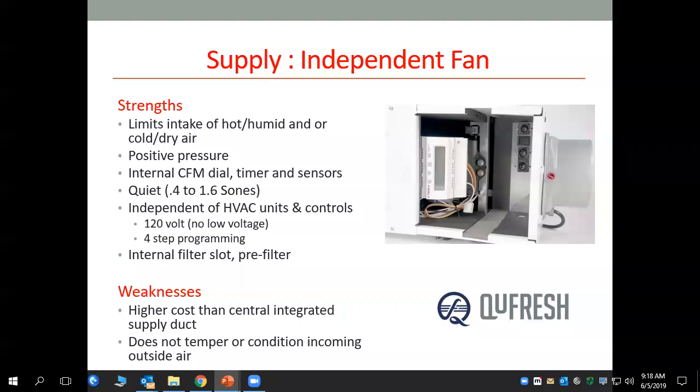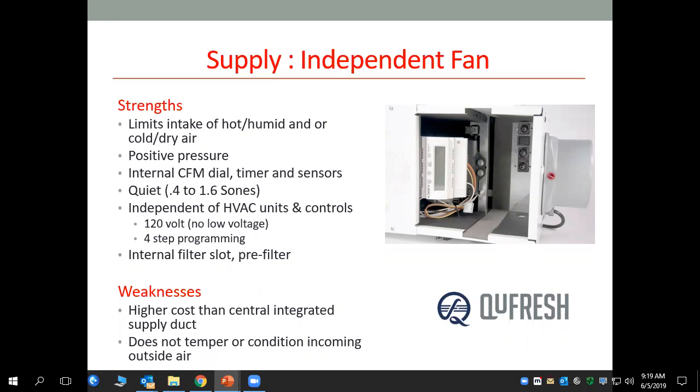You have another supply independent fan application, which I really like, that limits the intake of hot and humid air, cold, dry air. You positively pressurize. It has an internal CFM dial, timer, and sensor. It's very quiet, 0.4 to 1.6 sones, which is sound level. Your most efficient exhaust fans, many manufacturers make those, but they'll be 0.3. So this unit on its lowest setting is 0.4, which is 40 CFM, up to 120 CFM.